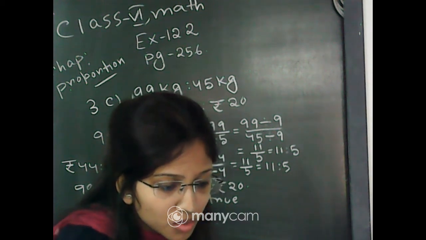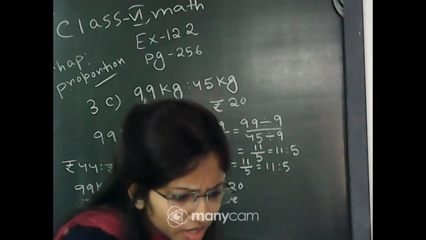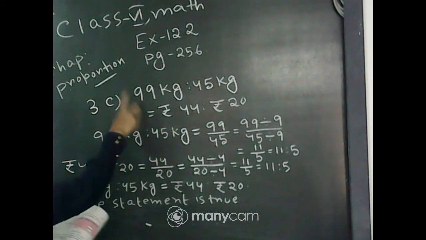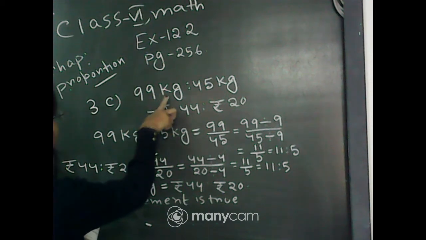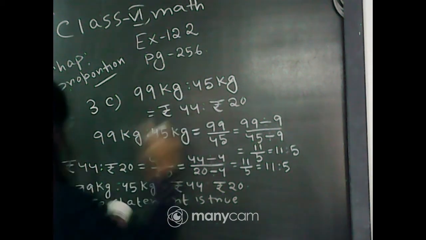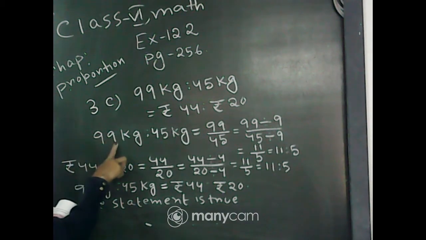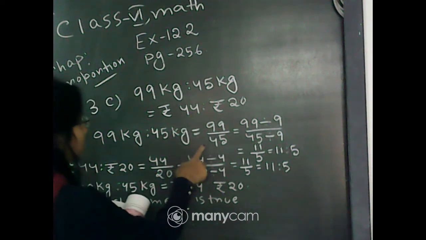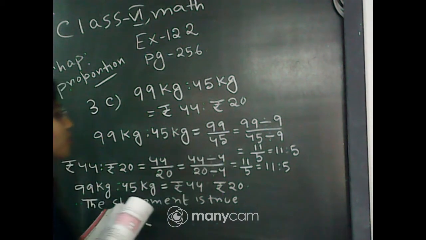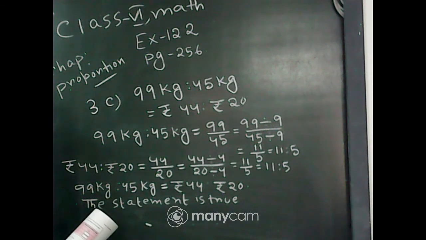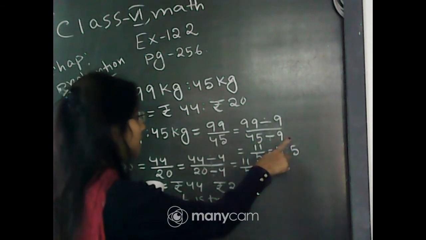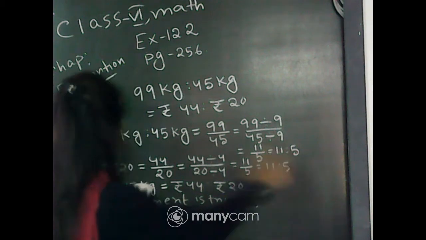I will repeat the question. First, we find the ratio of 99 kg and 45 kg. 99 kg is to 45 kg is equal to 99 divided by 45. Now, HCF of 99 and 45 is 9. Therefore, to get the simplest form, we divide both the numerator and the denominator by 9 and we get the ratio 11 is to 5.